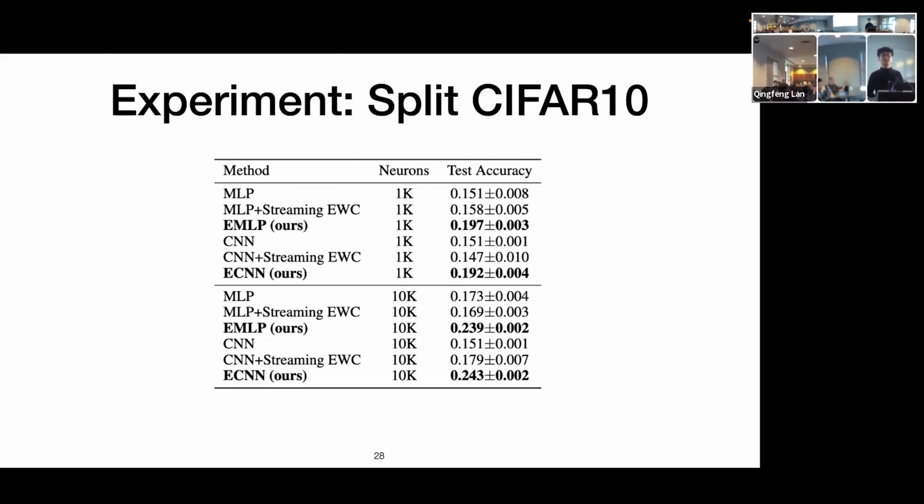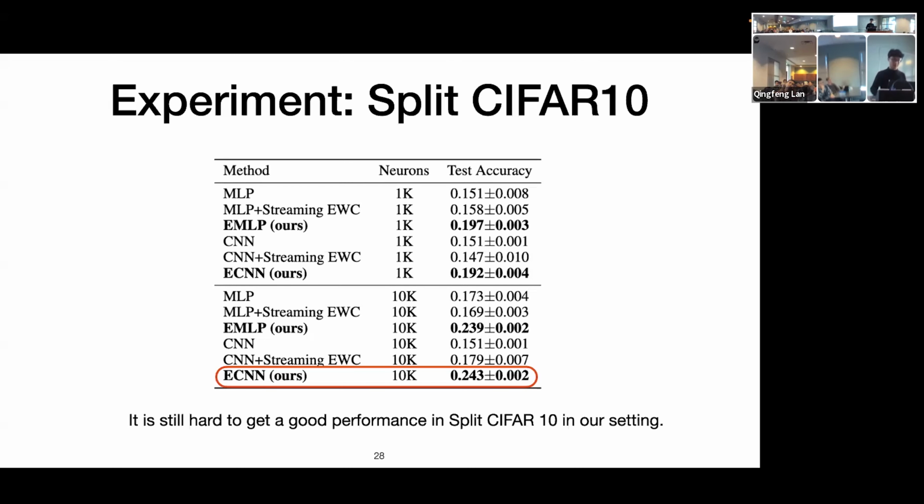Okay, so we also test on CIFAR 10, and basically you can see that the performance of ECN is also the best. It achieves 25% accuracy. However, compared with MNIST, its performance is quite low, which means that it's still hard to get good performance in split CIFAR 10 in our setting, because CIFAR 10 is generally a much harder task than MNIST. So here again, you see pictures of horses first, and then you see pictures of dogs. Yeah, exactly. There's no mixture.